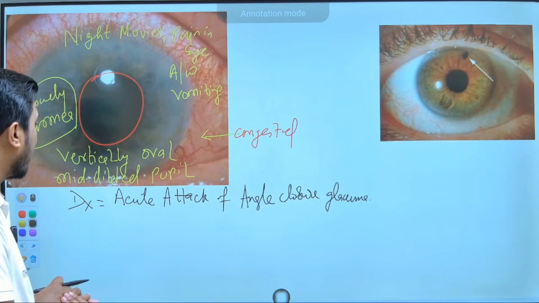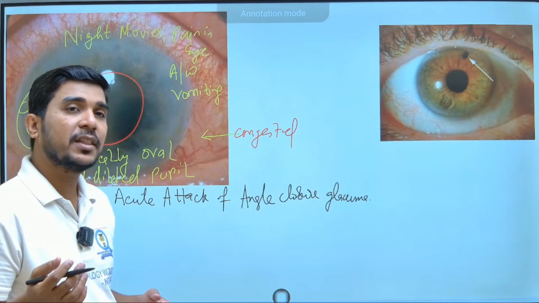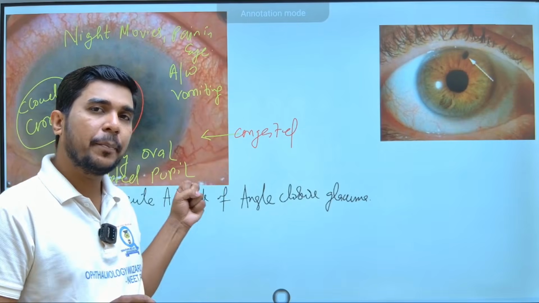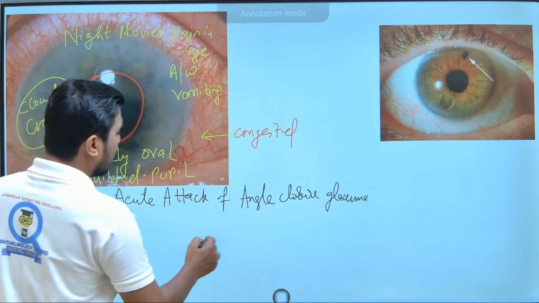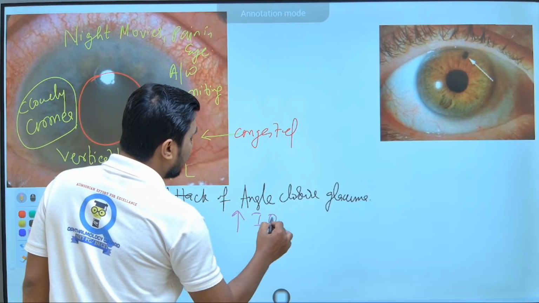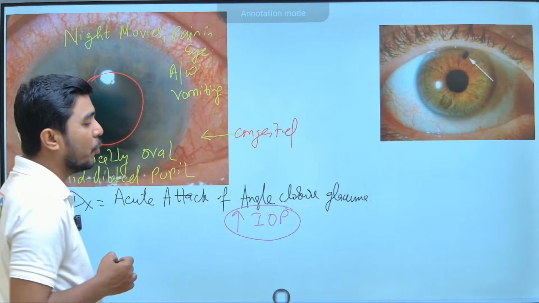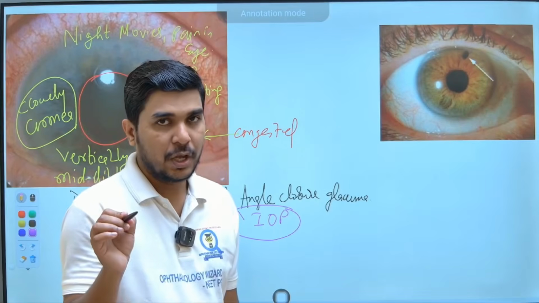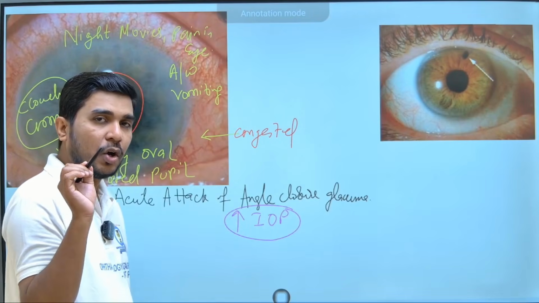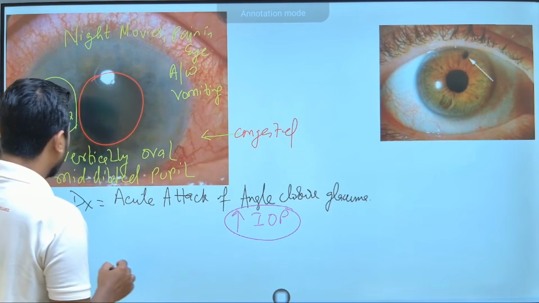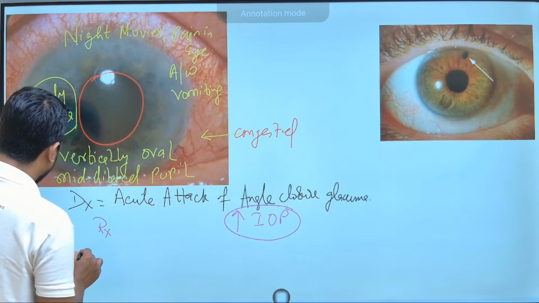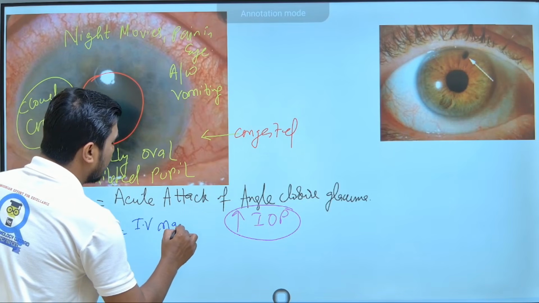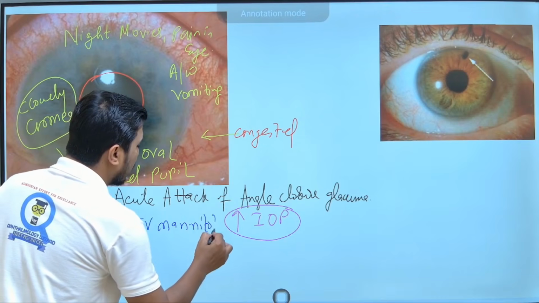Now the question is, what is the treatment? What is the first thing that you are going to give? The first priority: why is all this happening? This is all happening because of an increase in IOP, intraocular pressure. So the first priority is to decrease the IOP. What is the main treatment here? The treatment that we are going to give will be IV mannitol.